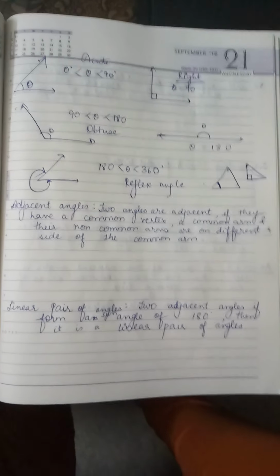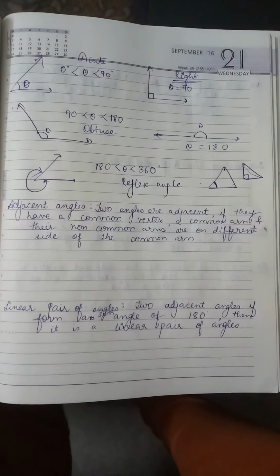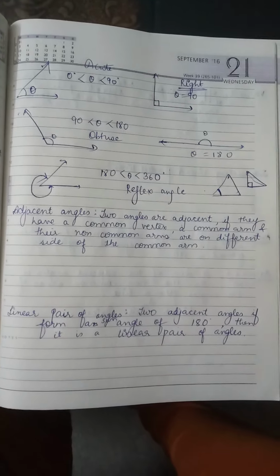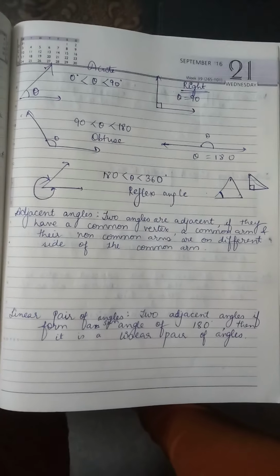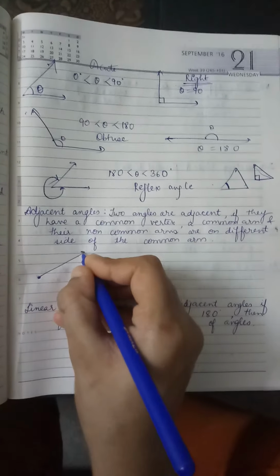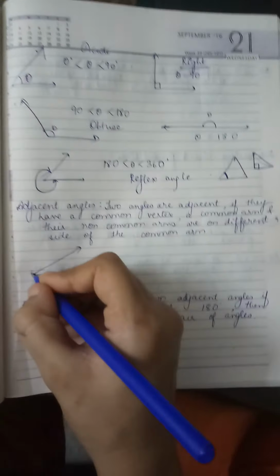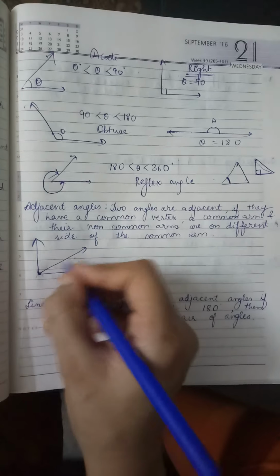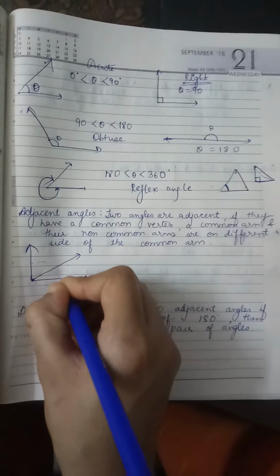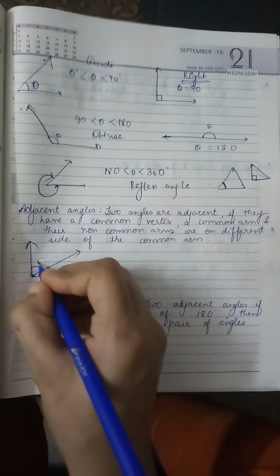Adjacent angles. Two angles are adjacent if they have a common arm, a common vertex, and their non-common arms are on different sides of the common arm. That means here is a common vertex, one common arm is there, and the non-common arms are on opposite sides. One arm is here and one arm is here on the opposite sides. So these two angles, angle 1 and angle 2, are adjacent.